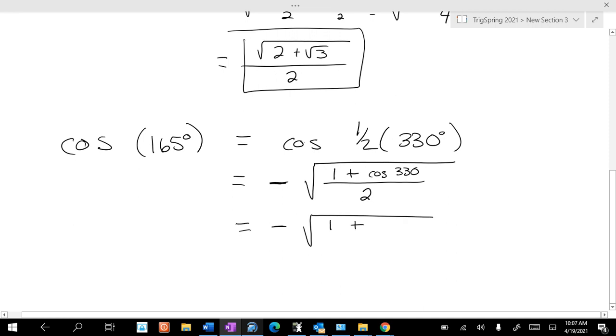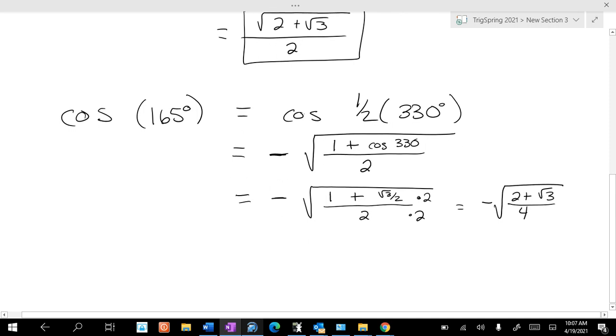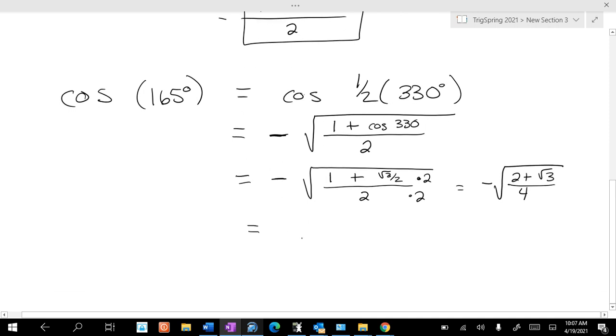Okay, what's the cosine of 330 degrees? Looking on your note card. That'd be square root of 3 over 2. Positive square root of 3 over 2. Now, how can I get rid of that complex fraction in there? Multiply by 2. So we get negative square root of 2 plus the square root of 3 over 4. And I have one more simplification to do.